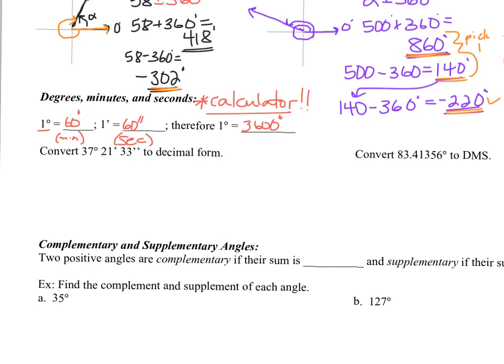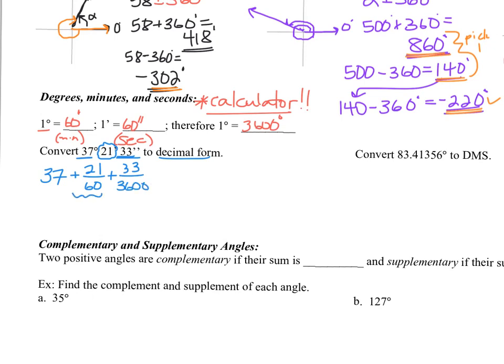If you're given degrees, minutes, and seconds, and you're asked to convert to decimal form, this is where you definitely need your calculator. We're just going to add a bunch of things together and put a decimal answer as our final result. The 37 degrees is our whole number, so we'll do 37 plus. The 21 with a single dash means 21 minutes. That means 21 out of 60 for the decimal form. And then we've got the 33 with the double dash. So we'll add 33 over 3,600.